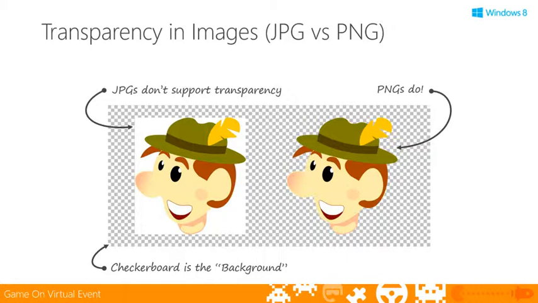PNGs, on the other hand, do support transparency. They can have an alpha channel on each pixel that determines how transparent each pixel is and allows you to see through to things that are behind the PNG. You can even make translucent things where you can kind of see through them with PNGs. So because of that, PNGs tend to be a file format that we use a lot in games, especially for our game characters and stuff, because of that support for transparency.